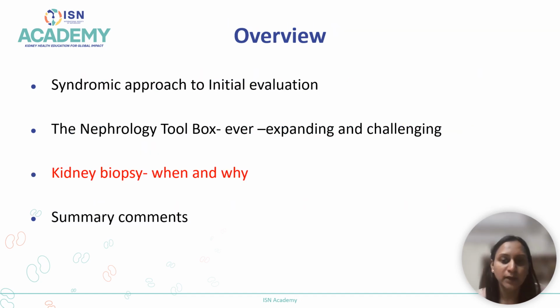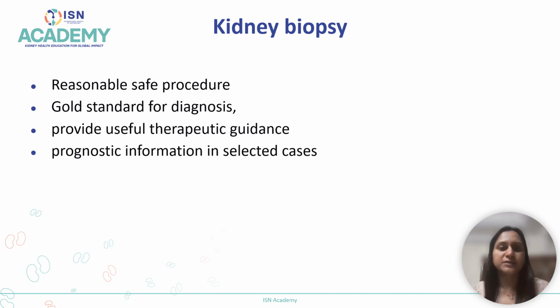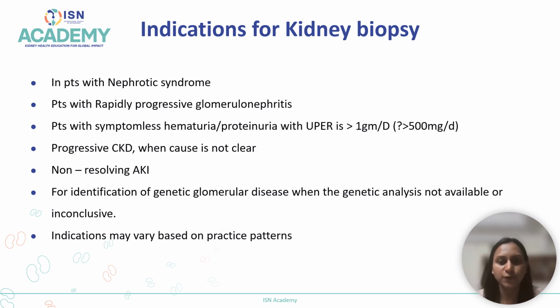Now let's look at when and why to perform kidney biopsy. Kidney biopsy is a reasonably safe procedure that can yield a definitive diagnosis, provide useful therapeutic guidance, and prognostic information in selected cases. What are the indications for kidney biopsy? In patients with nephrotic syndrome, patients with rapidly progressive glomerulonephritis, patients with symptomless hematuria or proteinuria, when proteinuria is more than 1 gram per day. In some institutions, they even do biopsy when the proteinuria is more than 500 milligrams per day.